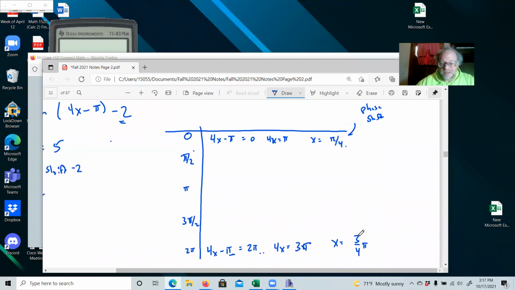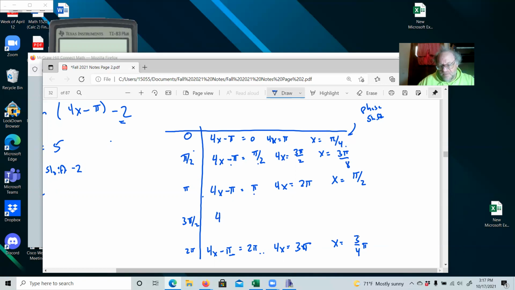Do you want to do the middle one? Let's do the middle one. This is 4x minus pi equals pi. So we have 4x equals 2 pi, where x is equal to pi over 2. Let's do the quarter points. So 4x minus pi is equal to pi over 2. So we have 4x equal to 3 pi over 2, adding a pi to each side. So x is equal to 3 pi over 8.